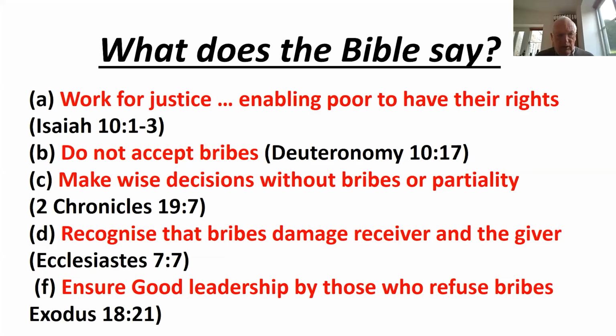A tough one, this, Ecclesiastes 7. It recognizes that bribes damage the receiver. It isn't just that society is damaged. It isn't just that our patients are damaged. It is we who are damaged by corruption as individuals. And that's something that could be explored in a group. And then we need to ensure good leadership.